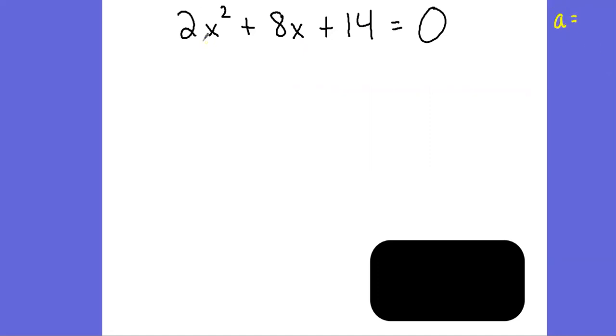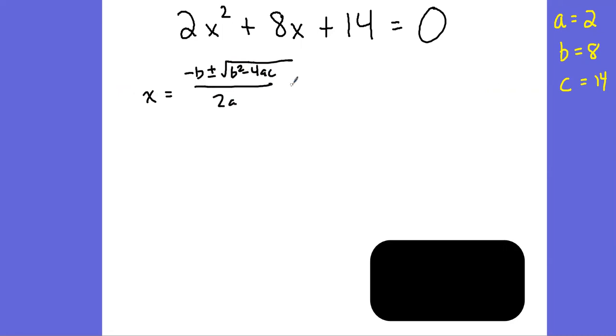My a is just 2. It's my number in front of x squared. My b is just 8. That's my number in front of x. And my c value here is just going to be 14. So let's rewrite our quadratic formula. x equals negative b plus or minus square root b squared minus 4ac all over 2a.